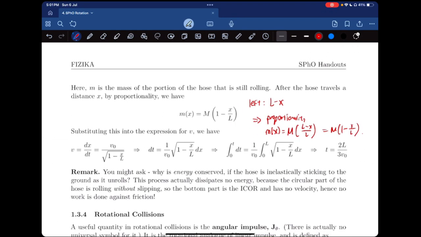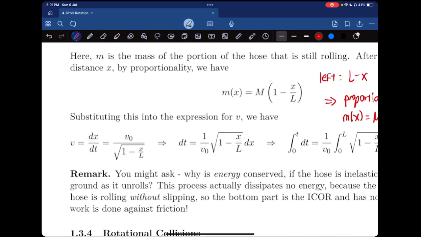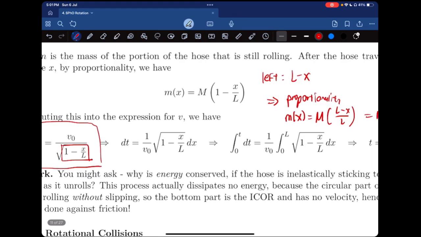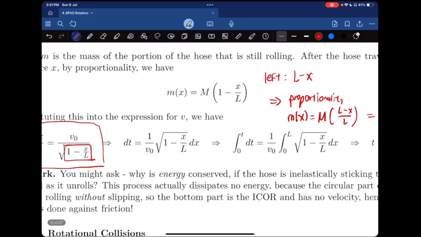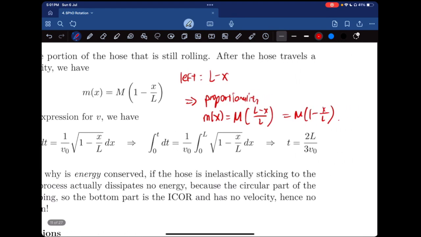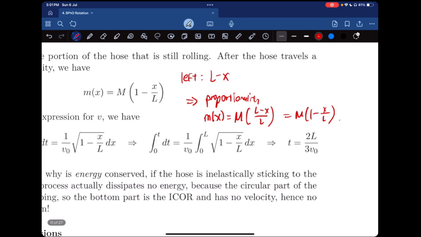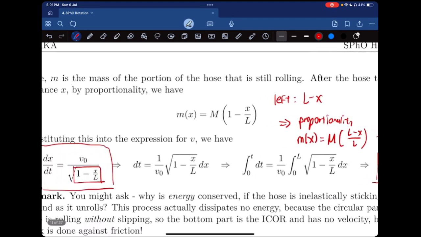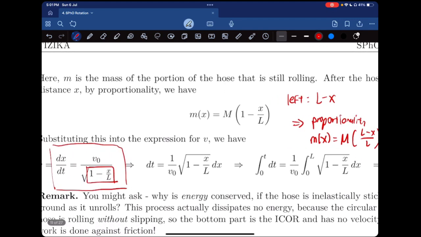Then, now that you have this, you can substitute that in here. And now you have a differential equation with x and t. Now you can separate variables and integrate. Integrating from x equals 0 to x equals L, you get your time span will be 2L over 3V naught. Okay, so that's how you find the time.